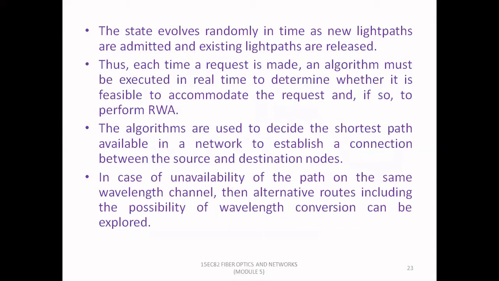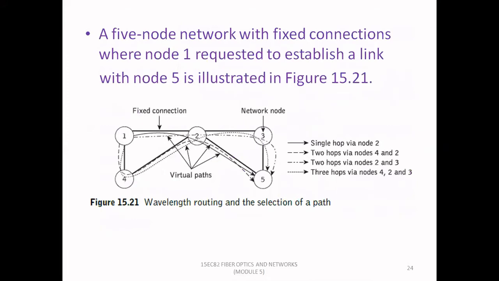The algorithms are used to decide the shortest path available in a network to establish a connection between the source and destination nodes. In case of unavailability of the path on the same wavelength channel, then alternative routes, including the possibility of wavelength conversion, can be explored. A five-node network with fixed connections where node 1 requested to establish a link with node 5 is illustrated in figure 15.21.